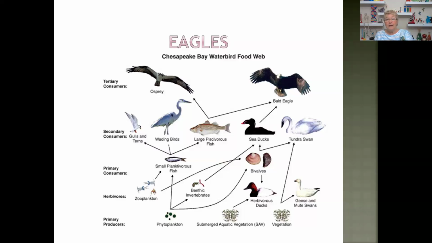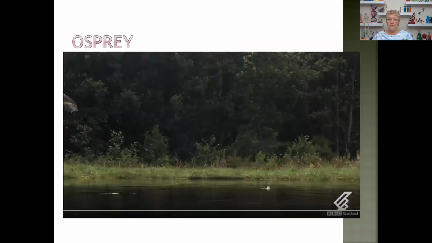Now, that doesn't mean that the eagle can't be taken by something. It can, the same way we can be killed by other animals. But apex predators are ones that are at the top of the food chain, and they tend to nest pretty high up in high cliffs or up in tall trees.